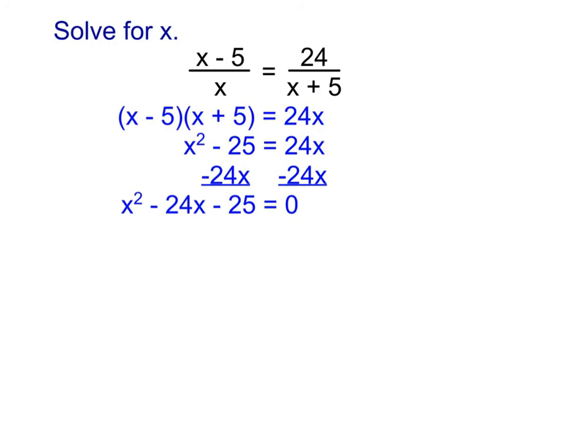Now that I have my quadratic set equal to 0, we solve it. Now in solving it, yes, we have many methods at our disposal, and you can choose from among them, but I recommend that you always try factoring first. And in this particular case, factoring will actually serve you well. So in order to factor this, we would say what two numbers add to negative 24 and multiply to negative 25. That would be negative 25 and 1.